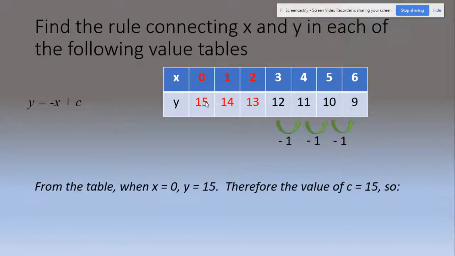So from the table, when x is 0, y is 15. So the value of c is 15. So there you go, y equals -x plus 15. And that gives us our formula. So go ahead and try a couple of these for me.